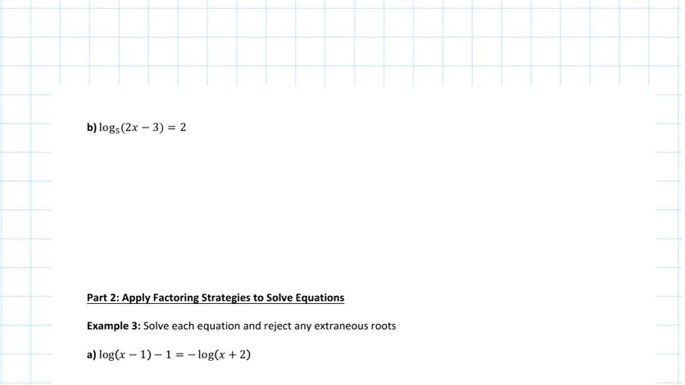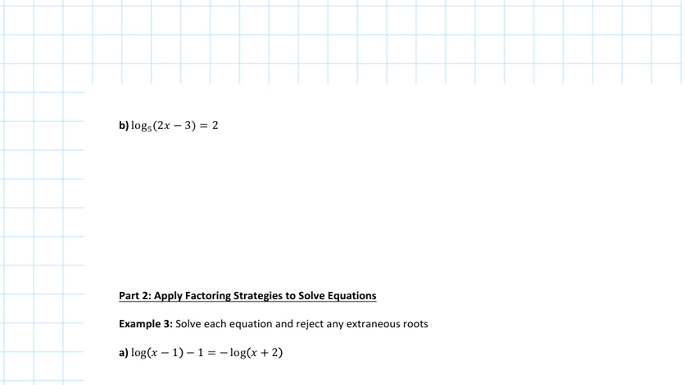I personally like to rewrite as an exponential form. So I have log base 5 of 2x minus 3 equals 2. The easiest way to do here is to write it as an exponential form. So that's going to be 5 to the power of 2 equals 2x minus 3. So 2x minus 3 equals 25, and then 2x equals 25 plus 3, which is 28. Divide by 2, and that would give me x equals 14.